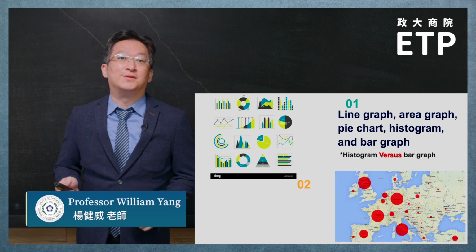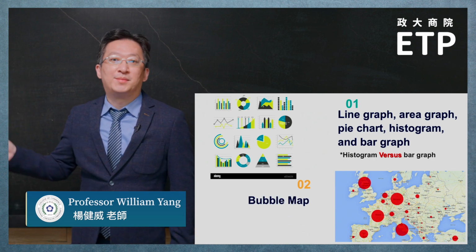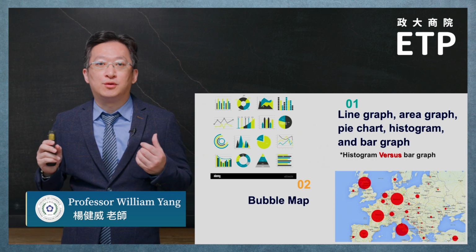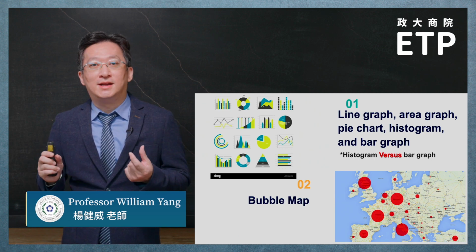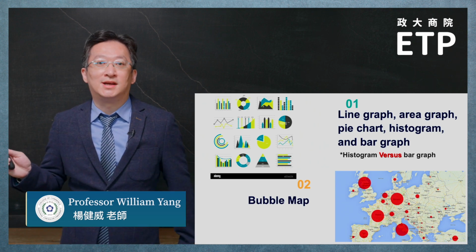And now let's move on to our second sample here. So you can see the bubble map. We often use the bubbles to show sets of data in different sizes or amounts. And you can see this clearly on this map.